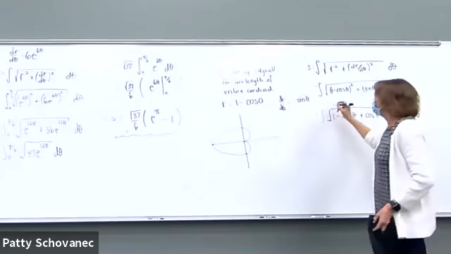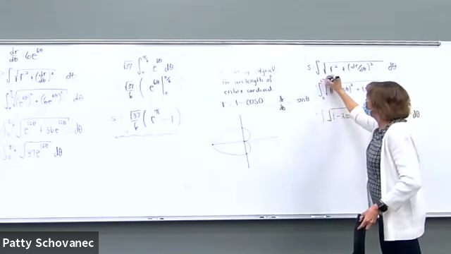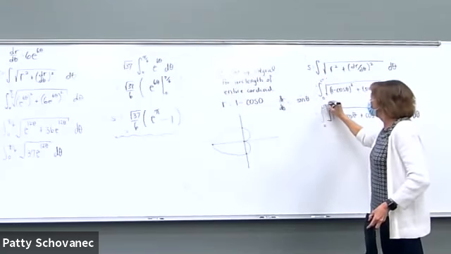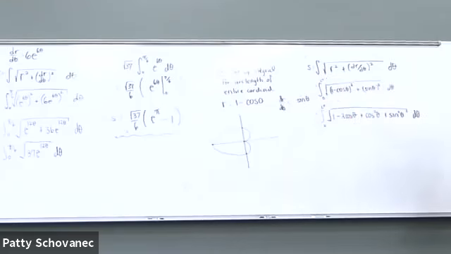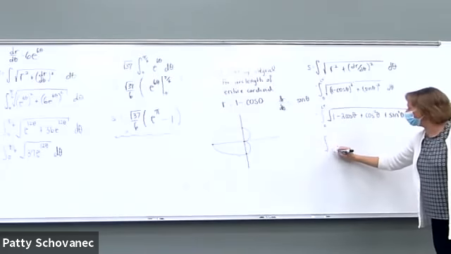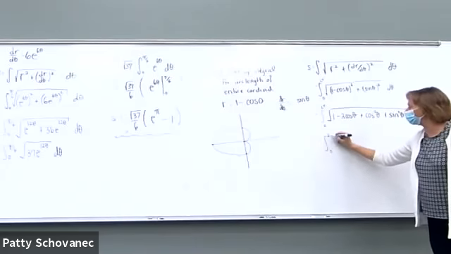I said we can integrate from 0 to 2 pi, get the whole thing. You can replace the cosine squared plus sine squared with 1. Then our integrand will have a 2 minus 2 cosine theta underneath it.